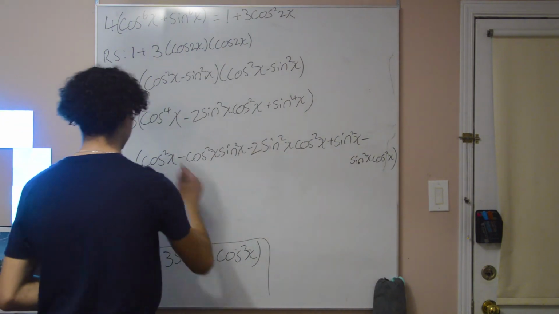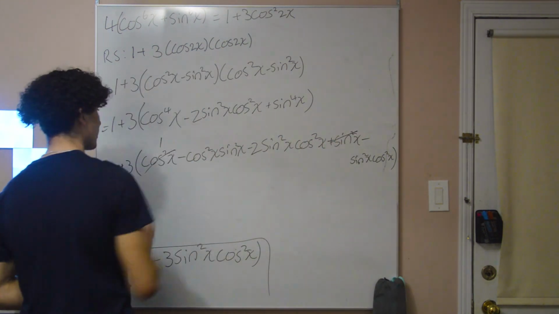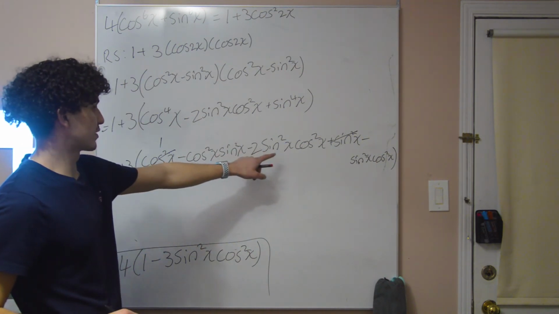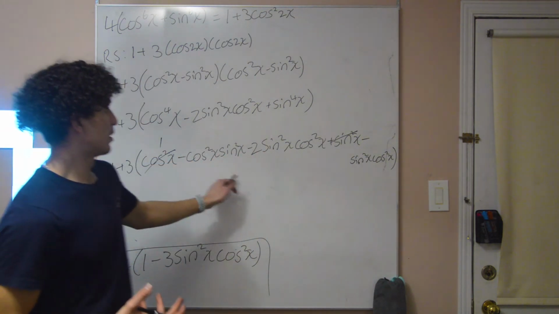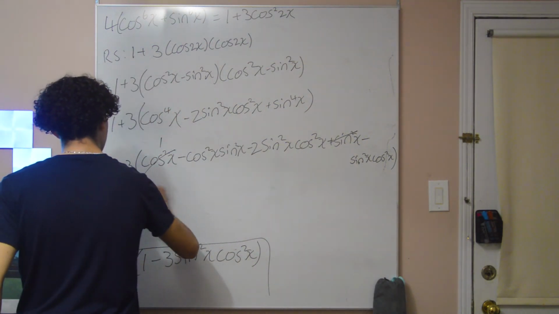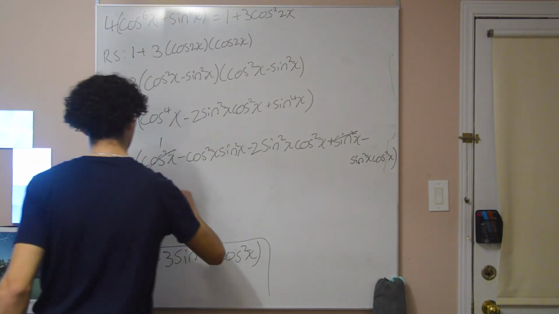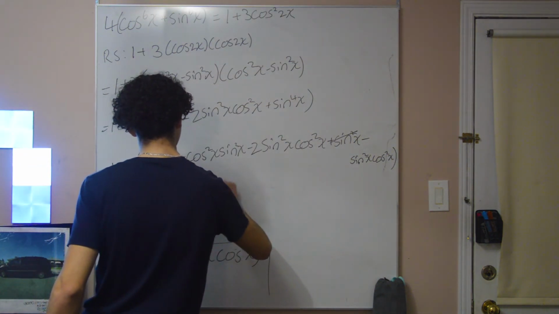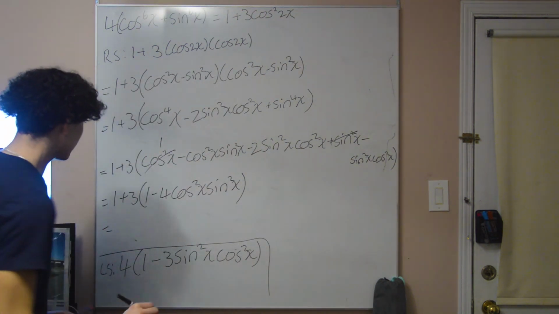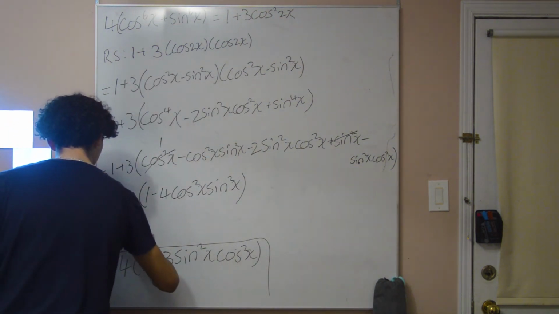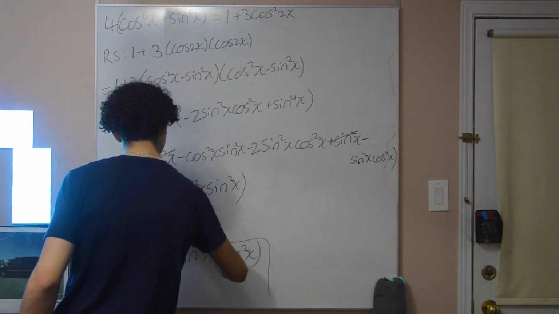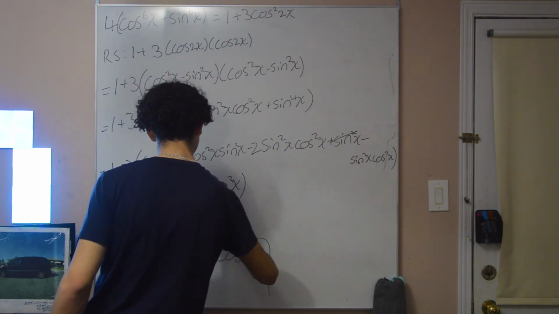Cos squared x plus sine squared x becomes a 1. Negative cos squared x sine squared x minus 2 becomes -3. Minus another one becomes -4. So we get 1 plus 3 times 1 minus 4 cos squared x sine squared x, just like that. And let's expand out the 3. So we get 1 plus 3 minus 12 cos squared x sine squared x.